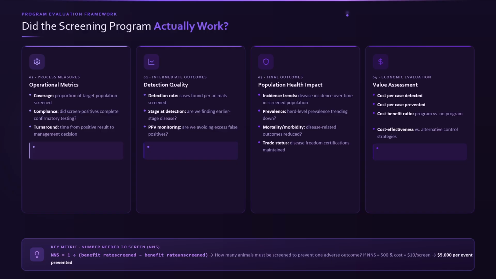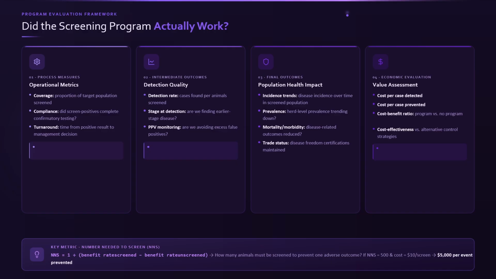First, process measures, the operational metrics. Coverage. What proportion of the target population did we actually test? Compliance. Did the screen positive animals come back for confirmatory testing? And turnaround. How fast did a positive result become a management decision? A flawless test applied to 20% of herds still has limited impact.